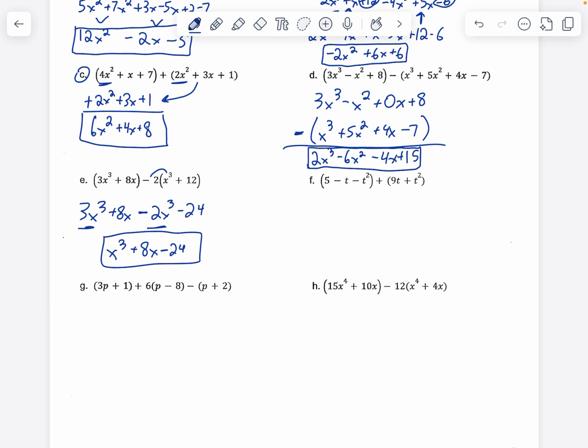For F, we're going to be combining together like terms, and notice that there's a negative t squared and positive t squared. We have 9t and negative t, and plus 5. When two terms have the same coefficient and opposite signs, like t squared and negative t squared, they'll cancel out. So that just leaves behind 8t plus 5.